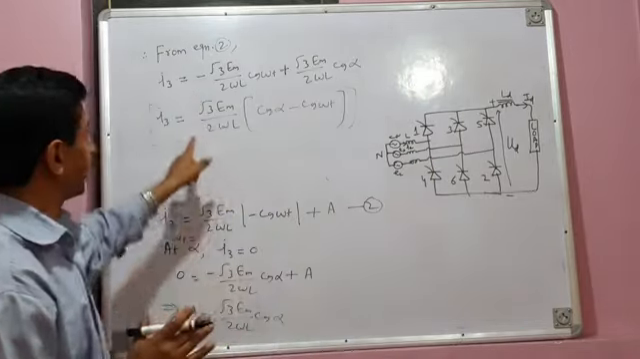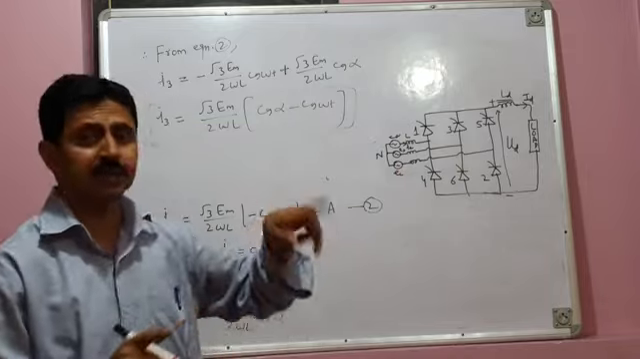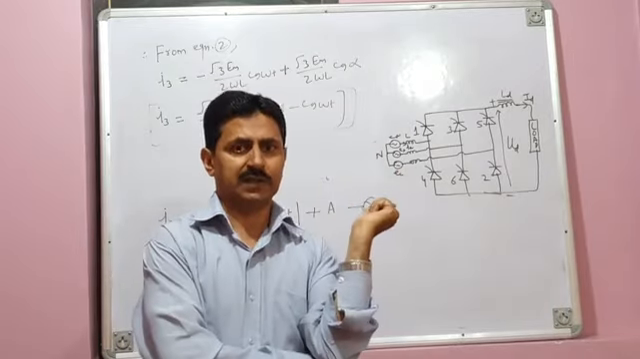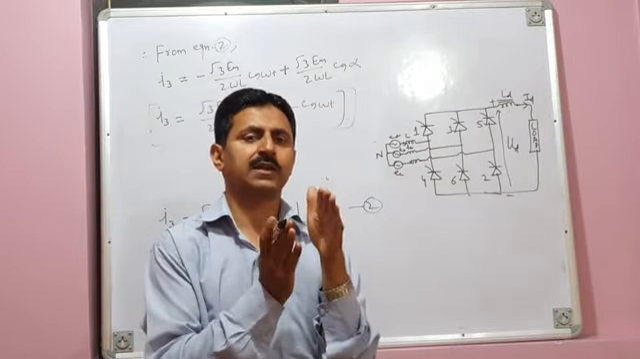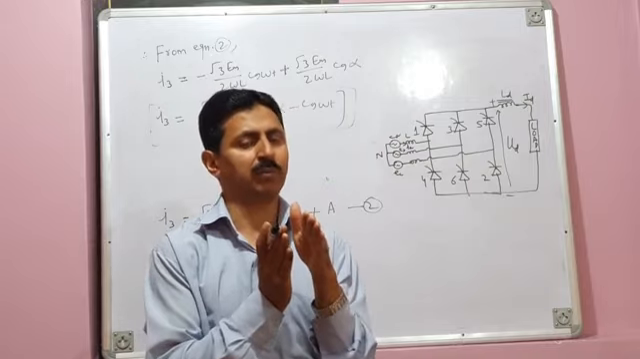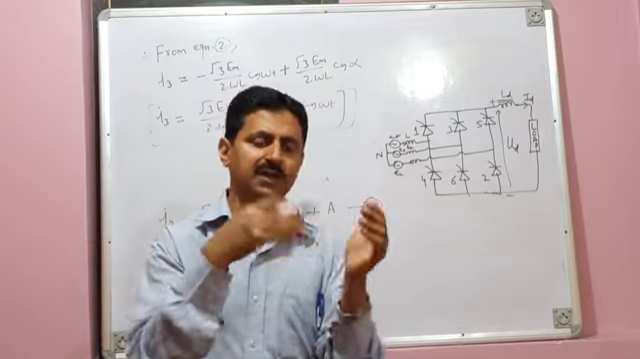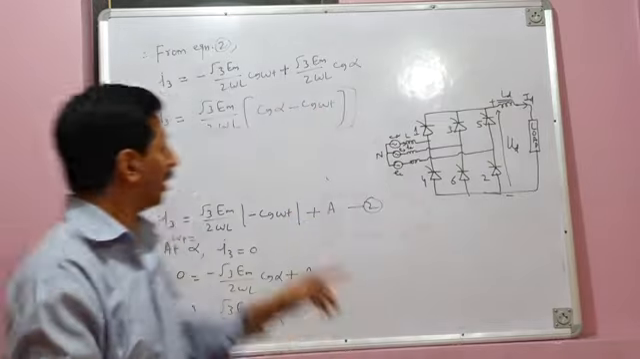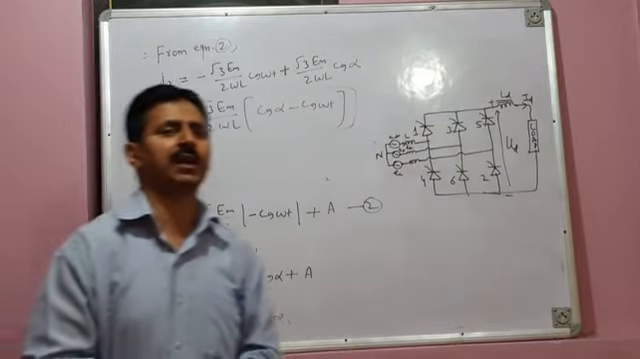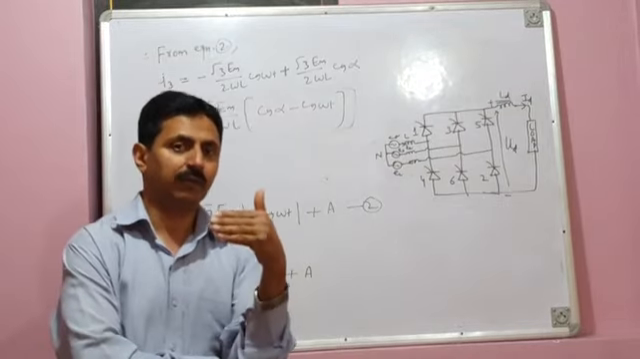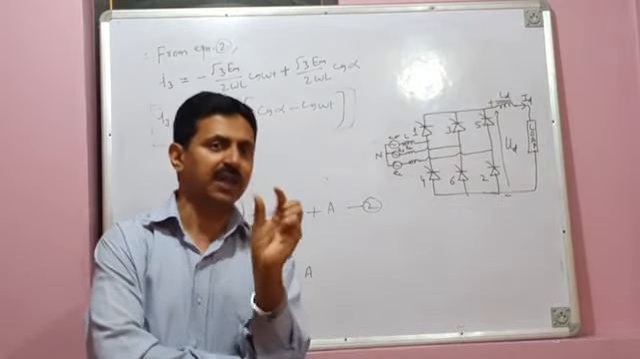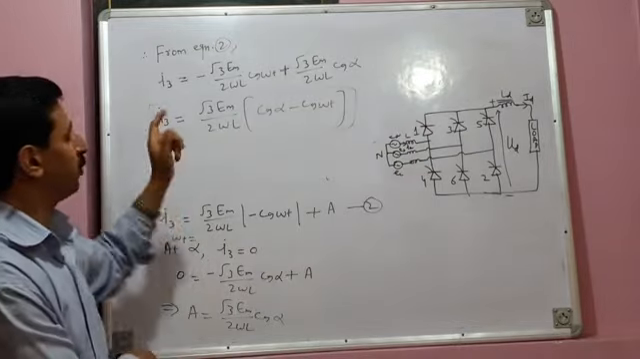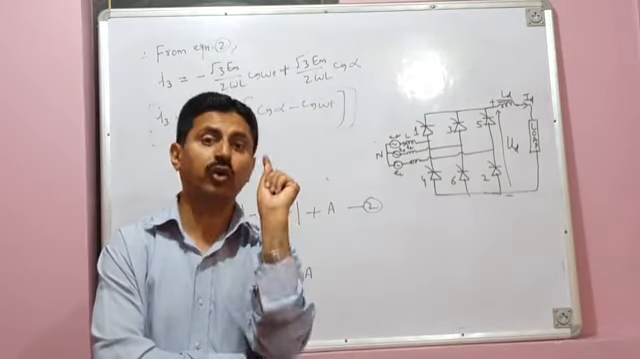Remember, this is the expression during commutation, because the equivalent circuit that we have drawn just a few moments back holds during the commutation overlap period only. And from that equivalent circuit, I applied Kirchhoff's voltage law in that closed loop, and I got this equation. So this is the mathematical expression for current flowing in valve 3. But I repeat, this is the expression for valve 3 current, I3, during commutation overlap.